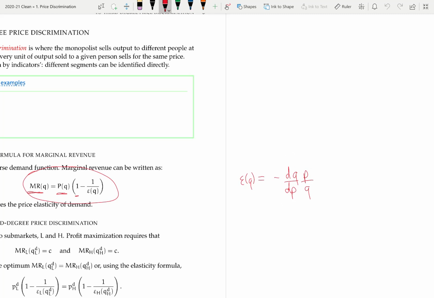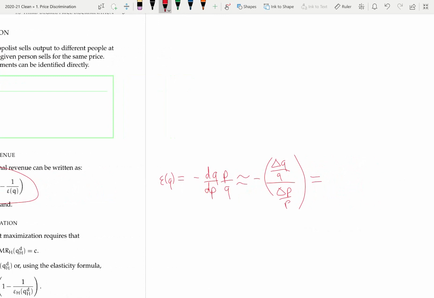So what does this mean? Well, let's think about this and think about what derivatives are. This is approximately equal to the negative of the change in Q over Q. That's dQ over Q, approximately the change in Q over Q. And then we're dividing that by the change in P over P. That's the dP over P there. And then what is that? Well, that's just a percentage change over a percentage change.